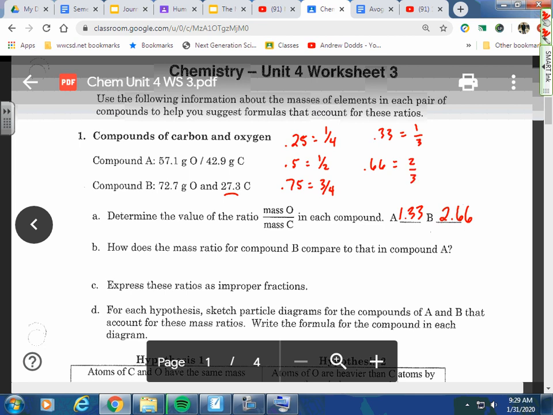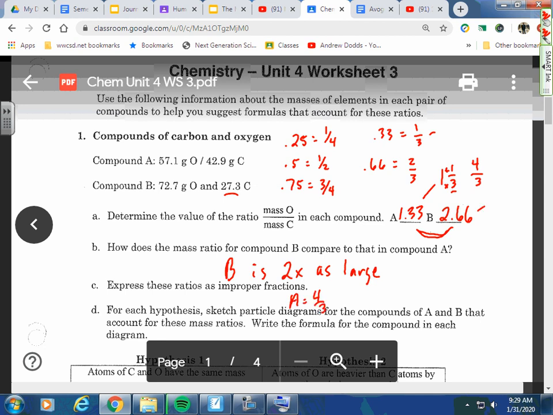So question B, if I compare these two mass ratios, I can see that B is 2 times as large. All right? And then for C, we expressed them as improper fractions. So this is like saying 1 and 0.3, so it's like 1 and 1 over 3. We converted that to an improper fraction by taking the denominator times the integer and adding the numerator. So 3 times 1 is 3, plus 1 is 4, and then keep the same denominator you had originally. So it's 4 over 3 for A.